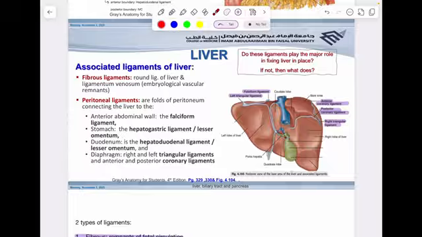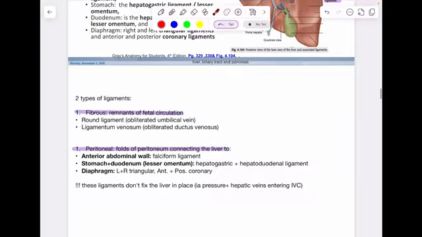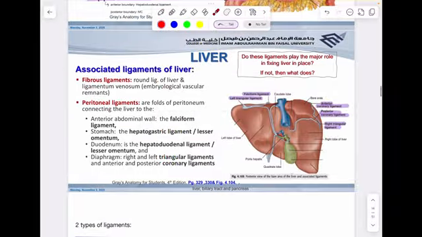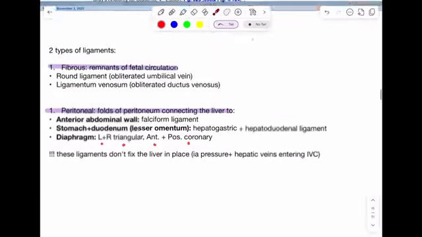As for the liver's ligaments, we have two types of ligaments, fibrous ligaments and peritoneal ligaments. Fibrous are going to be remnants of the fetal circulation, the round ligament and the ligamentum venosum. Peritoneal ligaments connect the liver to multiple structures. What connects it to the anterior abdominal wall is the falciform ligament, and what connects it to the stomach and the duodenum is the hepatogastric and the hepatoduodenal ligament, as the names say. And what connects it to the diaphragm is going to be the left and right triangular and anterior and posterior coronary ligaments, as you can see in the image here.